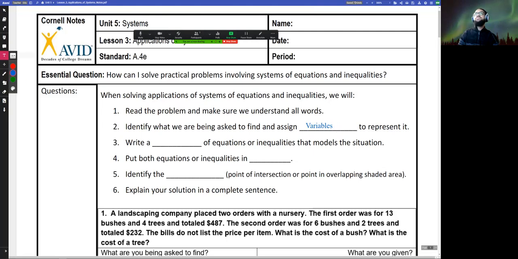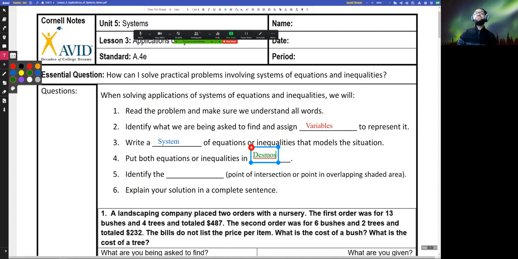Let me turn that blue. The reason I want to keep these specific colors is that I'm going to be color coding each of the steps. So we're going to write a system as our step number 3: write a system of equations or inequalities that models the situation. And then step 4, we are going to put the entire system that we've just made based off the information in the problem into decimals.